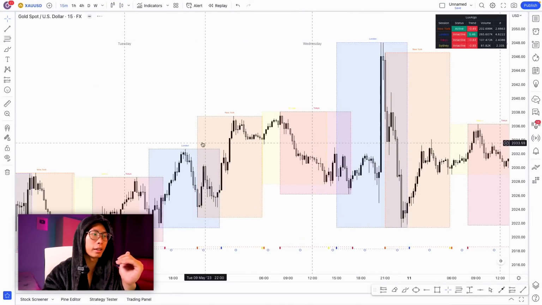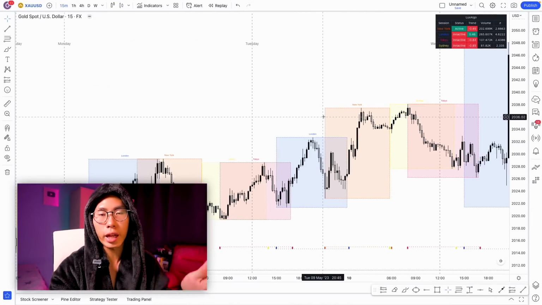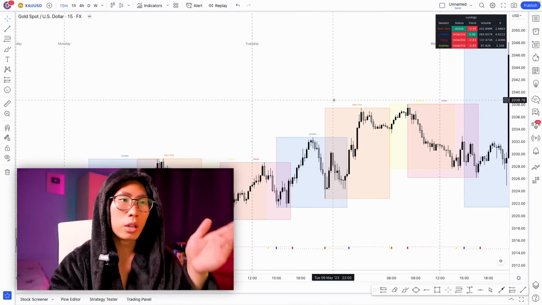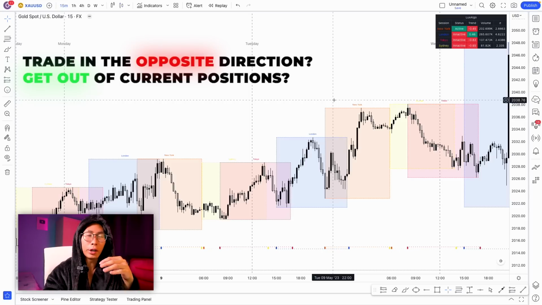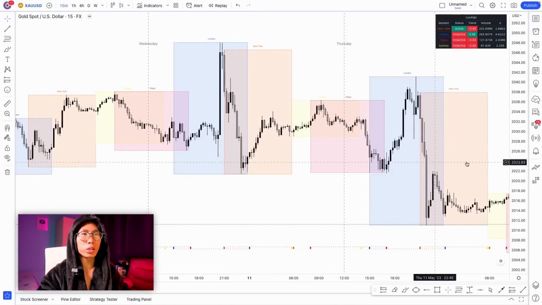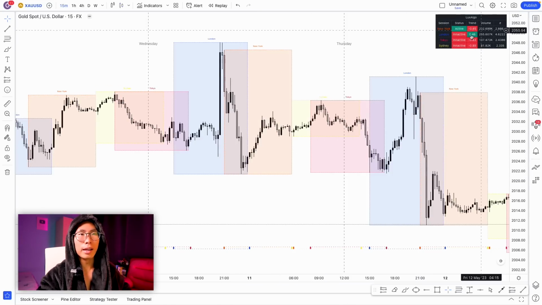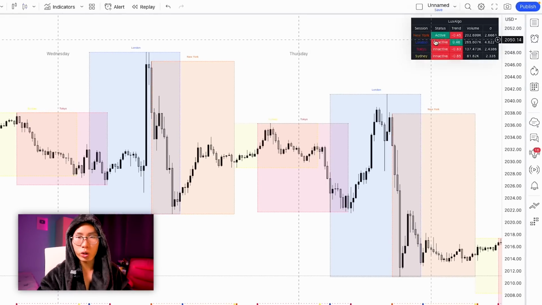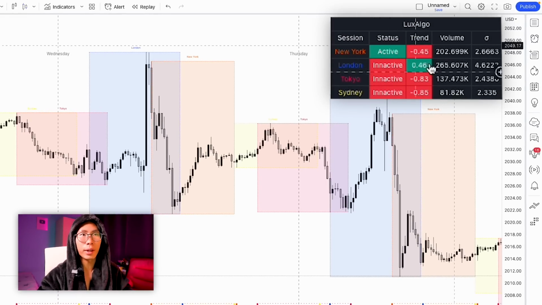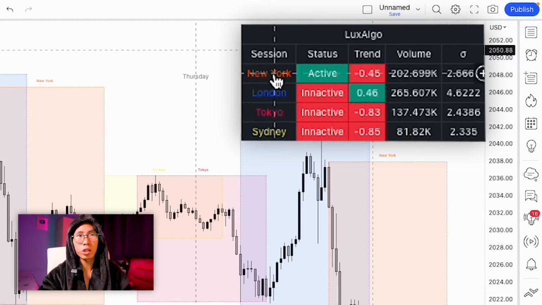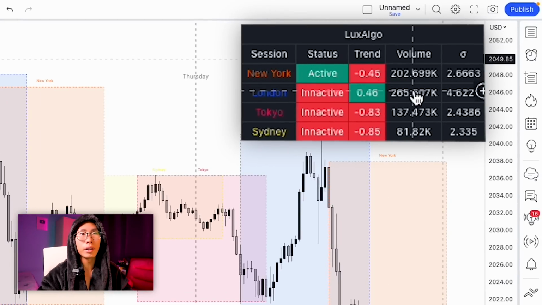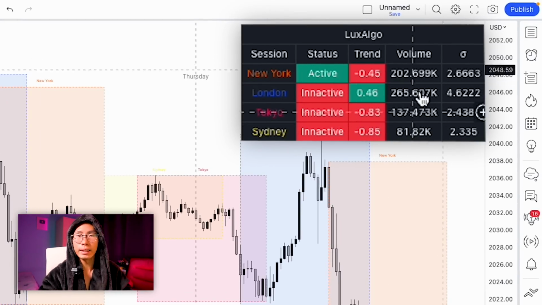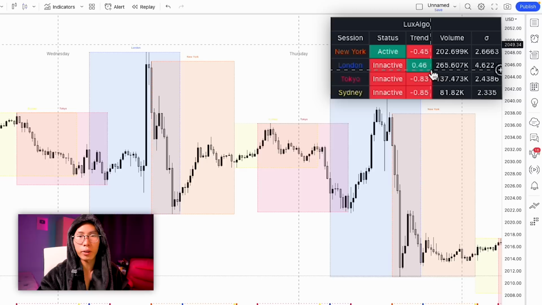So by having this indicator, you will know that, oh, the London session is starting soon, the New York session is starting soon. So maybe I can look to either trade in the opposite direction or get out of any current positions that I have right now. And in addition to all these boxes that you have right here, you can also see it literally tells you what session you are in right now, what's active, what's inactive, and also shows you some sort of volume that we have right here. The trading volume for the New York session is the highest, followed by the London, followed by Tokyo, and followed by the Sydney session. So that's the first hack that you guys must understand.